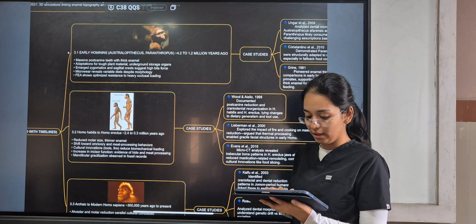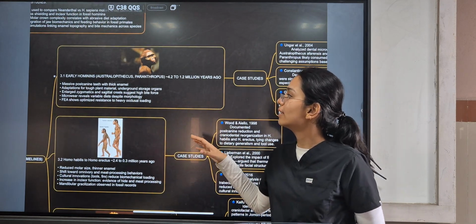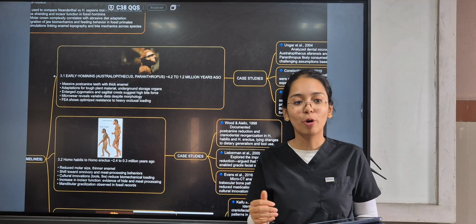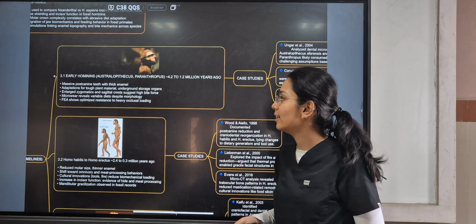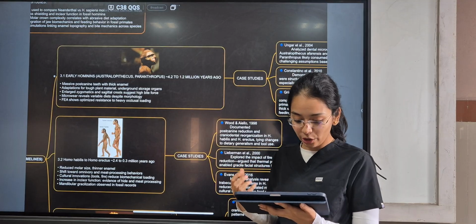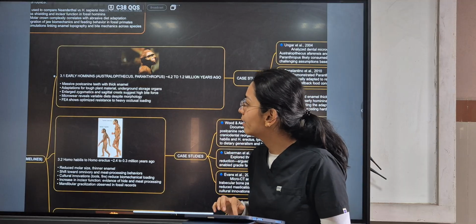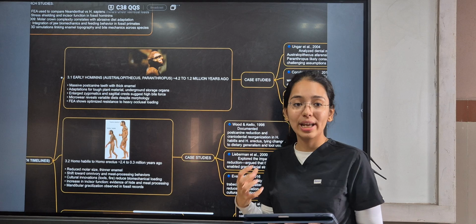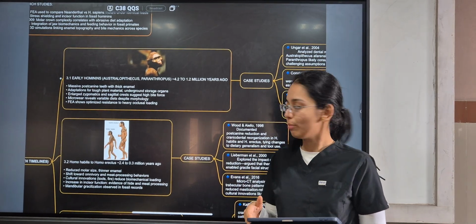Starting with the early hominids, that is the Australopithecus and Paranthropus species, which existed approximately 4.2 to 1.2 million years ago. They have massive proclined teeth with thick enamel. It was thick due to tough plant material and underground storage organs, and they had enlarged zygomatic regions and sagittal crests suggesting a very high bite force. Microwear reveals a variable diet despite the robust morphology.